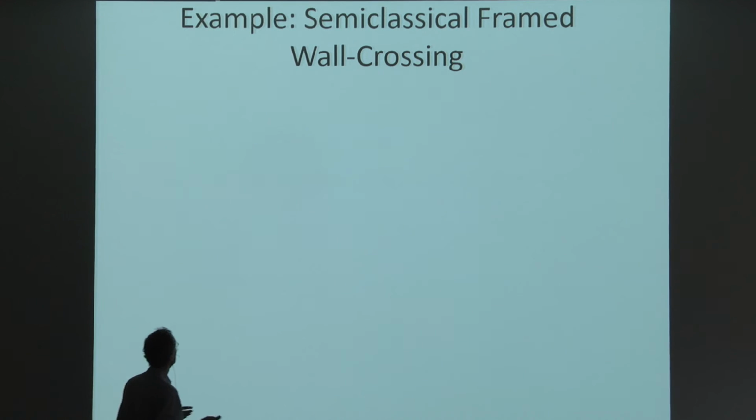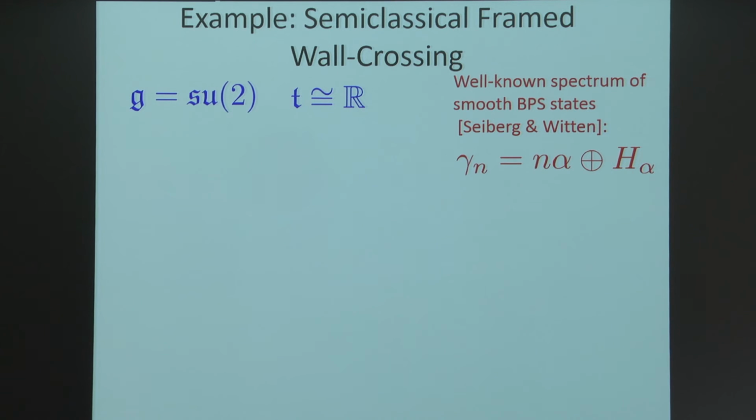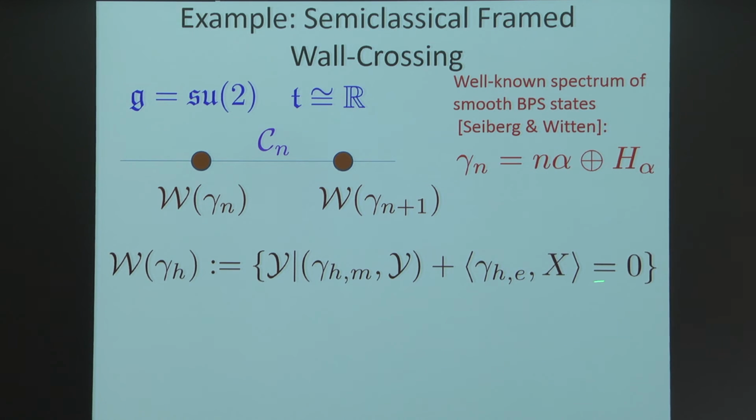Now, what about semiclassical framed wall crossing? That already happens for pure SU(2) theory. So now the Cartan is the real line. Remember, the walls of the framed wall crossing are determined by the ordinary vanilla BPS states. And Seiberg and Witten told us what the ordinary vanilla BPS states are. For our purposes, they only have magnetic charge 1 and arbitrary electric charge. This is the formula for the wall. A wall in a one-dimensional line is a point. And so we get these chambers, C_n.